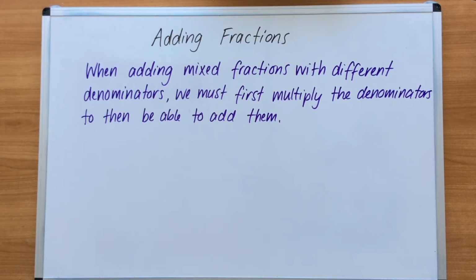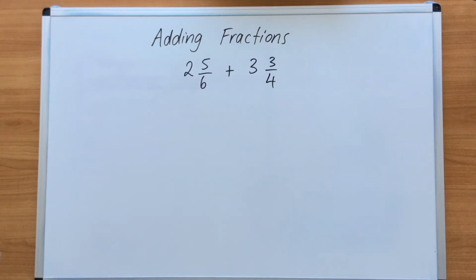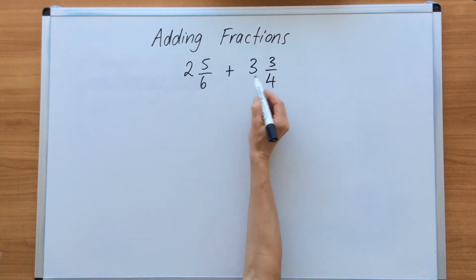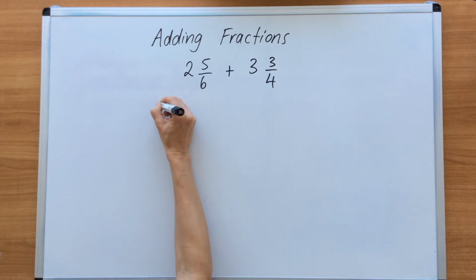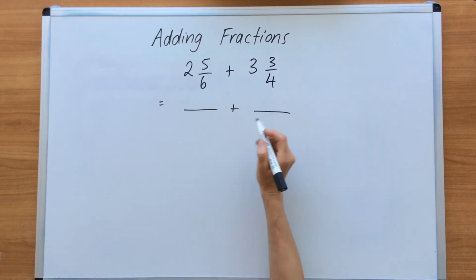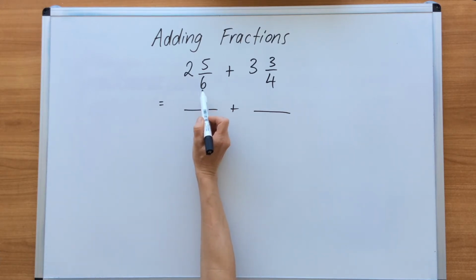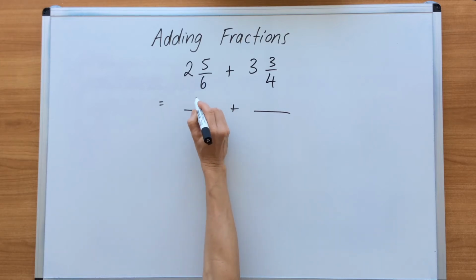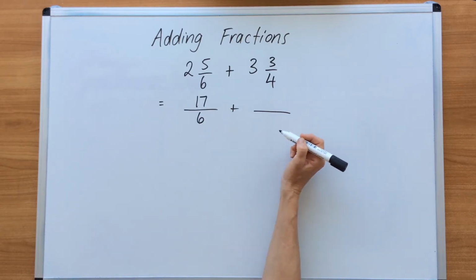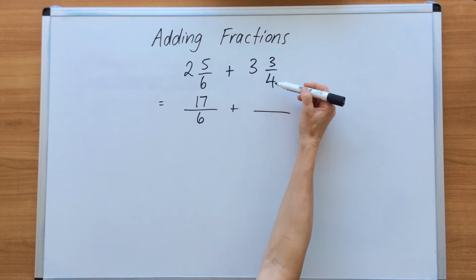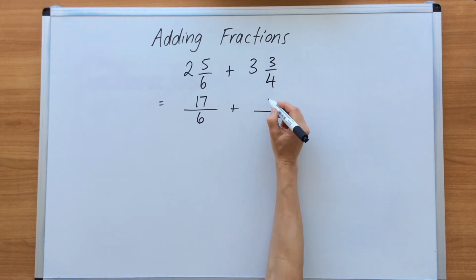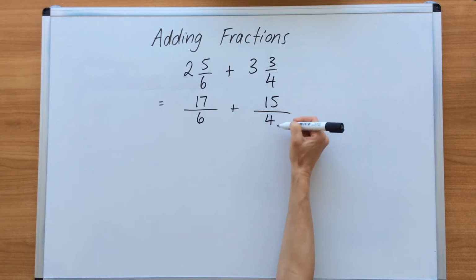When adding mixed fractions with different denominators, we must first multiply the denominators to then be able to add them. Okay, we're going to work these two mixed fractions, 2 5/6 plus 3 3/4. So work down the page. The first step is to change those mixed fractions to improper fractions before we can do anything. So 2 times 6 is 12, 12 plus 5 is 17, and the denominator stays the same at 6. 3 times 4 is 12, 12 plus 3 is 15, and again the denominator stays the same.